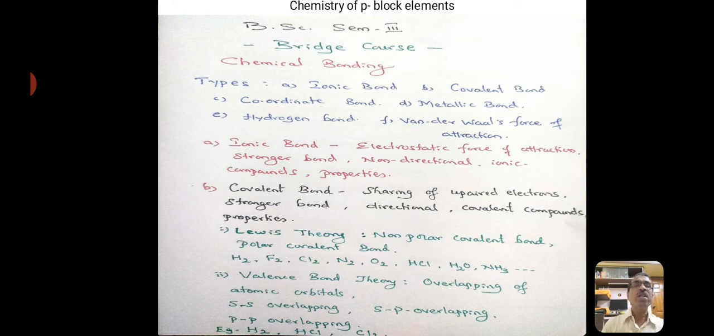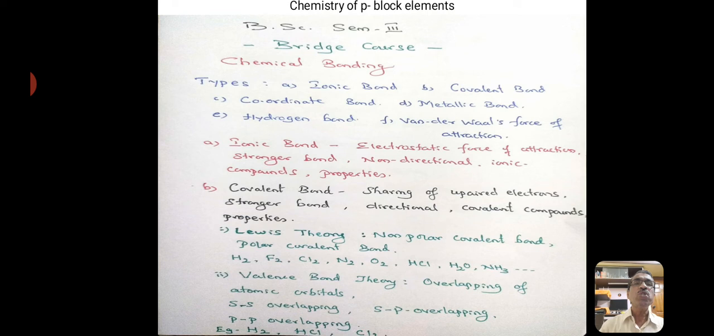Now in bonding, we have ionic bond, covalent bond, coordinate bond, metallic bond, hydrogen bond and van der Waals force of attraction. Among these, ionic bond, covalent bond, coordinate bond and metallic bond are the stronger bonds, whereas the hydrogen bond and van der Waals force of attraction are the weaker bonds.